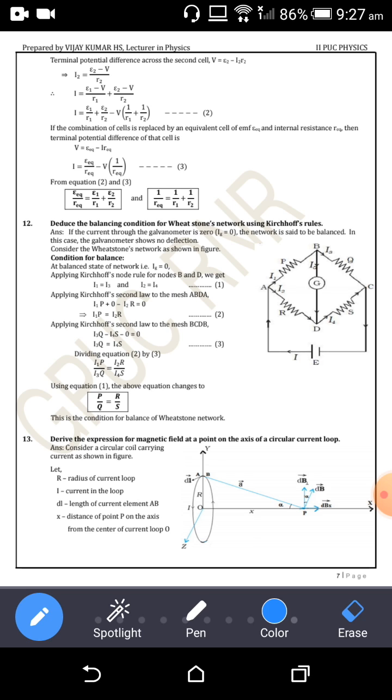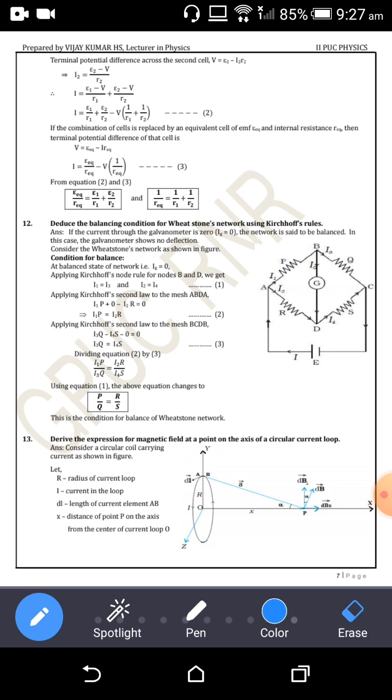I1P is equal to I to R, which is equation 2. Next, in a similar way, we are going to apply Kirchhoff's second law, the Kirchhoff voltage law, to the mesh BCDB.